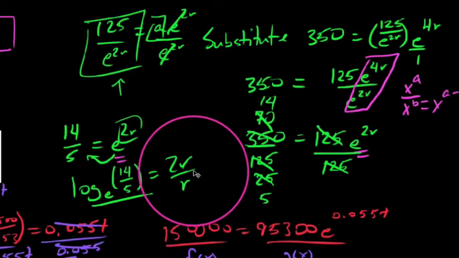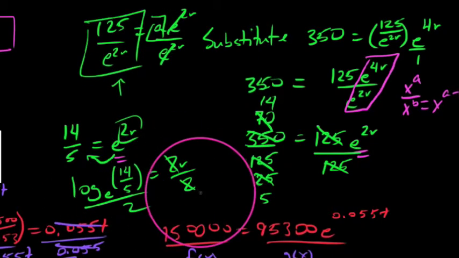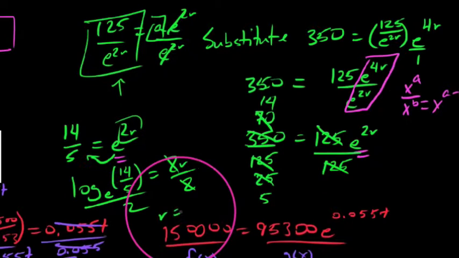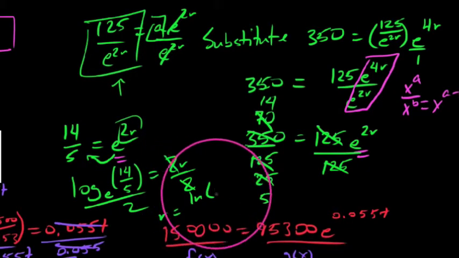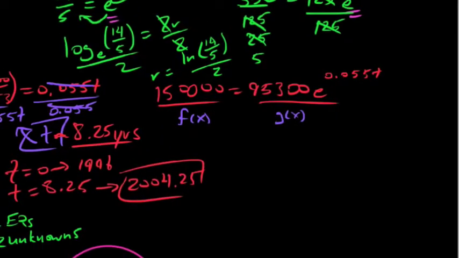So, oops, sorry, divide by 2 on both sides. But we have the rate. And the rate now is equal to log base e, so ln, of 14/5 over 2. So we can just get a calculator out now and evaluate this.